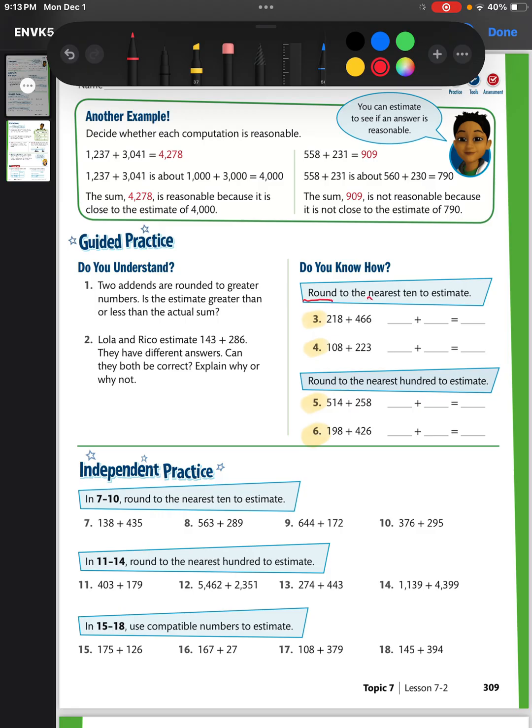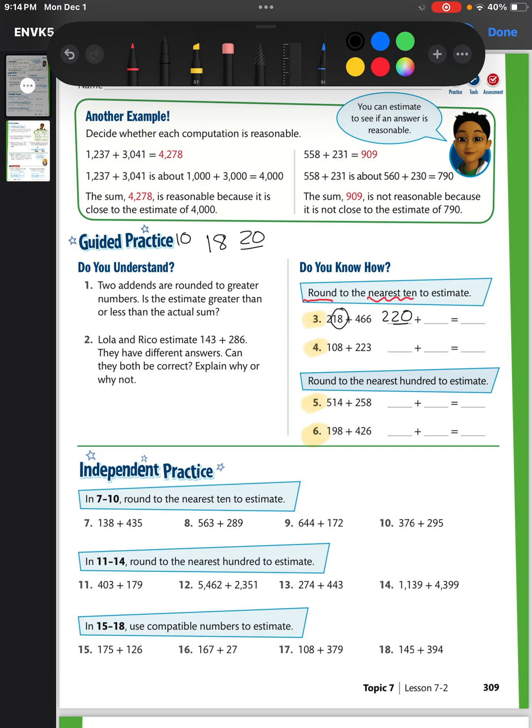It's rounding to the nearest 10. Okay, so what I'm going to do here is I'm going to look at 218. Well, I know that 18 is between 10 and 20. Well, is 18 closer to 10 or 20? And in this case, I'm only 2 away from being 20. So 218 would round to 220.